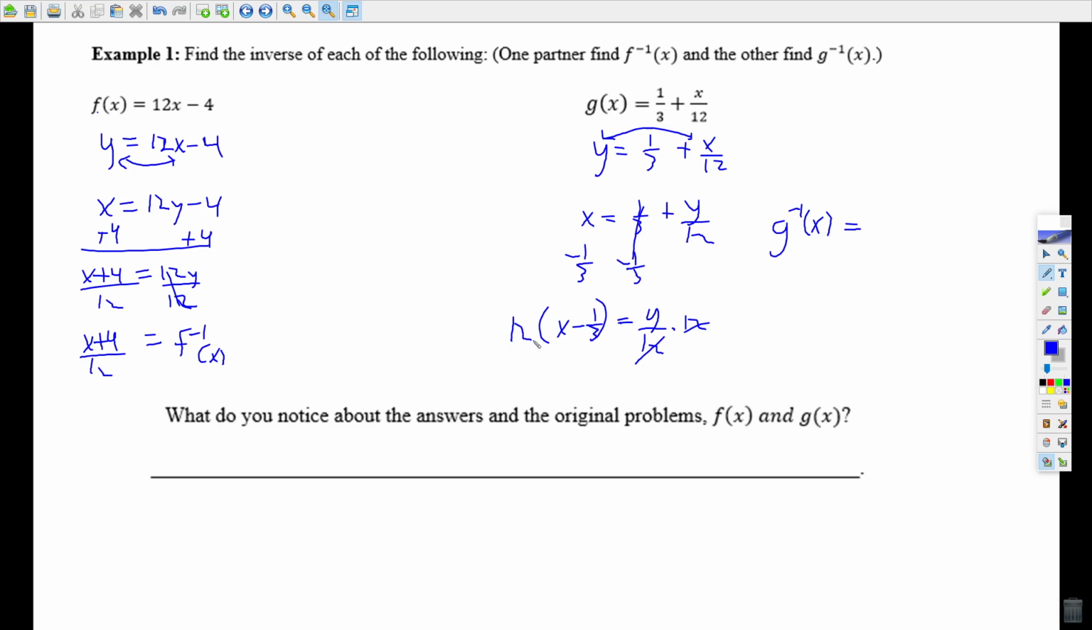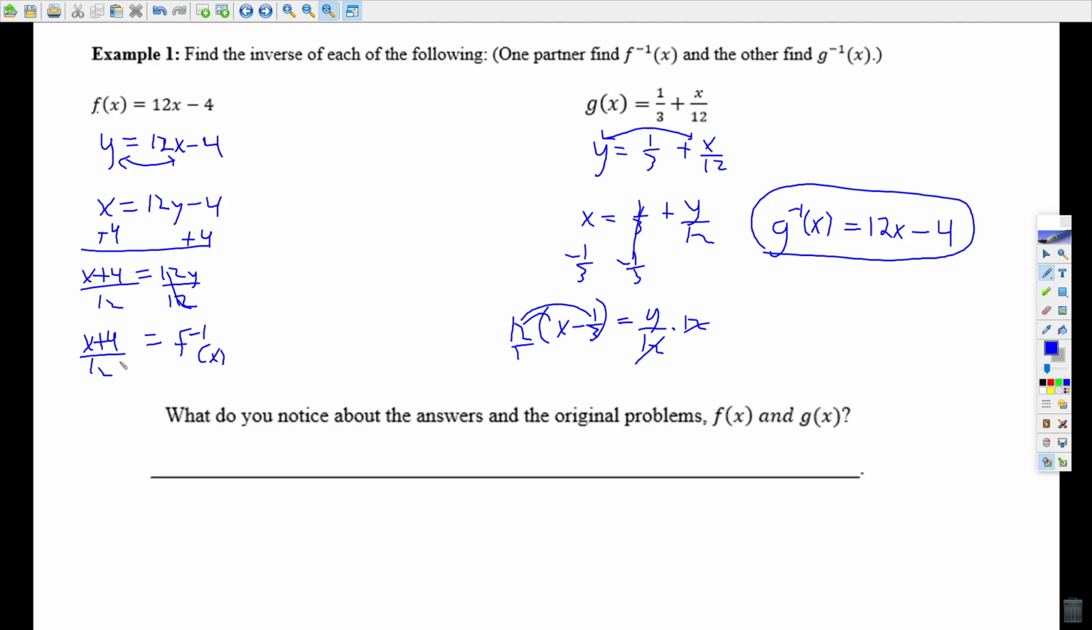And I'm going to simplify this over here. 12 times x is just 12x. 12 times negative 1/3. Well, think of it as 12 over 1. This would be 12 times 1, which is 12. The bottom would be 1 times 3, which is 3. It's 12 over 3, which is 4. So that's our inverse.